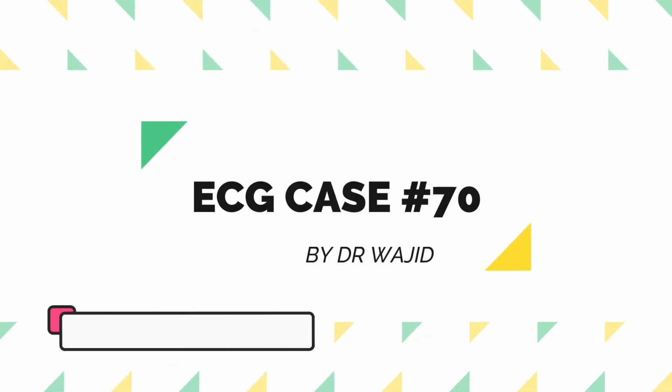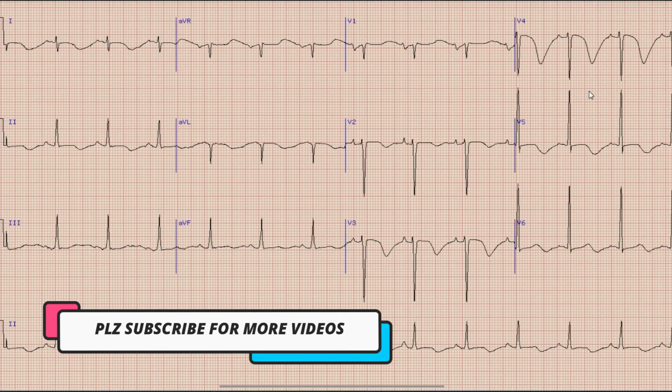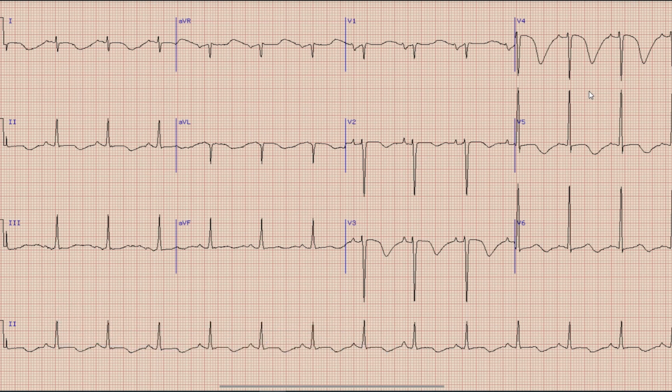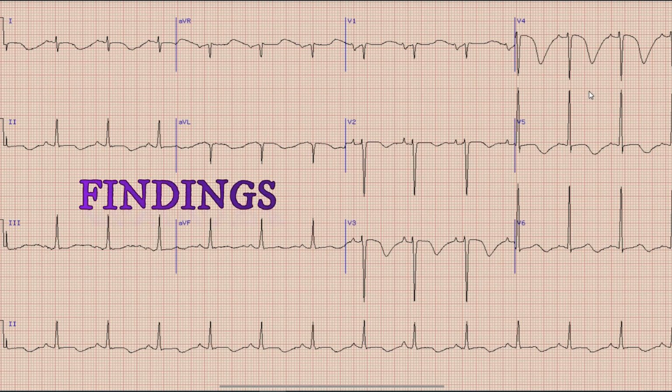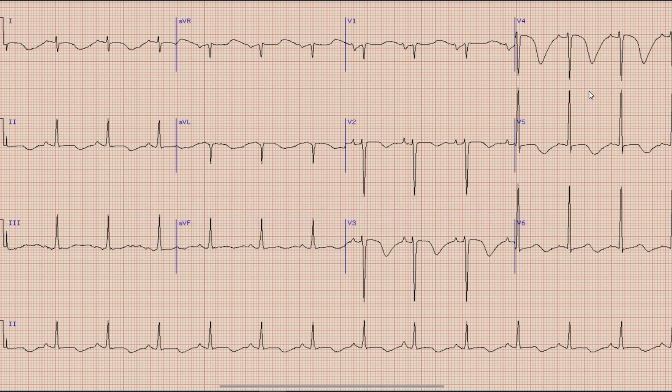Dr. Wajid with another interesting case on ECG interpretation. This is our case for today. This ECG has multiple important findings. So before starting the discussion, please pause your videos, note down the findings and diagnosis with yourself so that at the end of the video you can compare your findings and diagnosis with the discussion done in this ECG. Now let's begin the discussion.